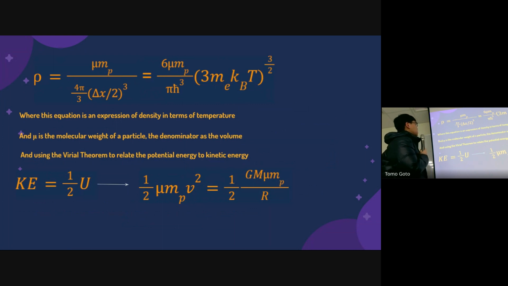And mu is the molecular weight of a particle, and this denominator is basically the volume of a sphere, where 4 pi over 3 times radius cubed, where radius is delta x over 2. And using the virial theorem to relate the potential energy to kinetic energy, we can get that equation.